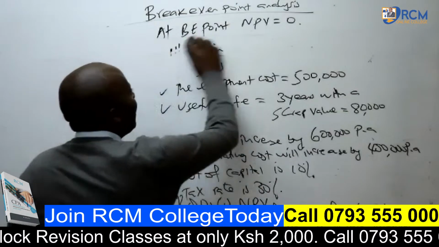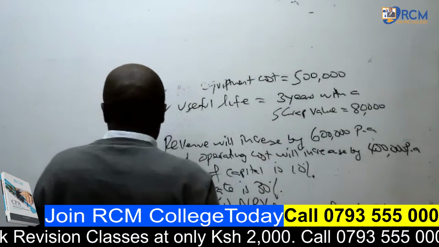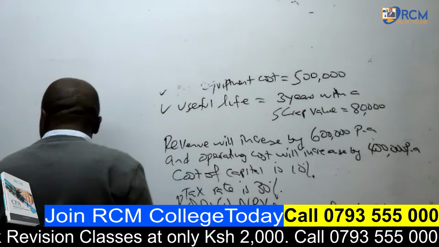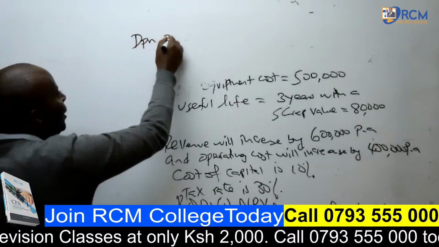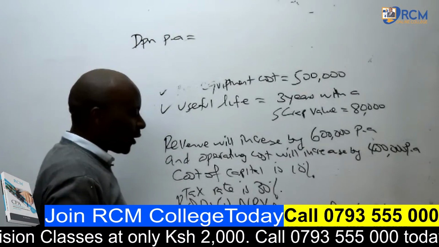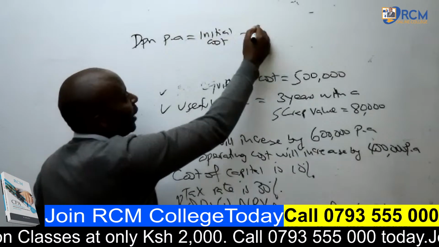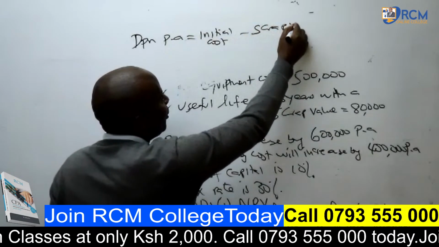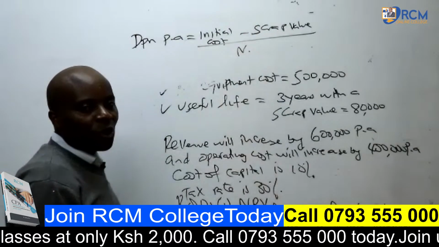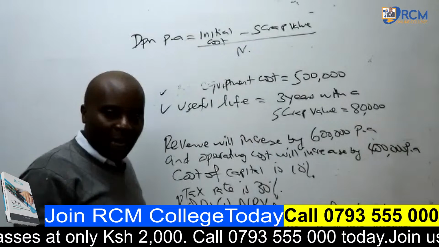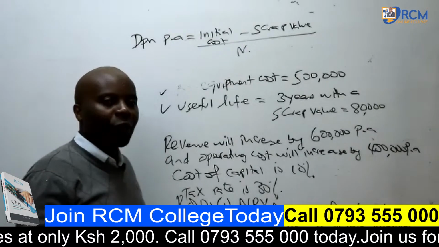So please come and give us depreciation first. Why are we calculating depreciation? We are calculating depreciation because tax has been given. So we have depreciation per annum. To get depreciation per annum, we are taking the initial cost of the equipment minus the scrap value all over n. The examiner has not told us to use reducing balance. Whenever the examiner is silent in financial management, we always use straight line method.